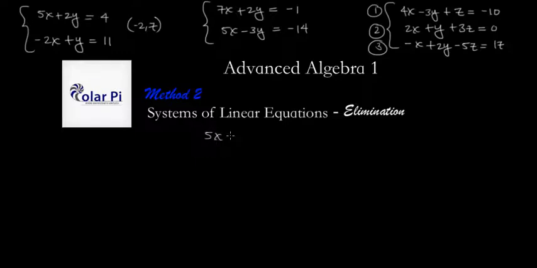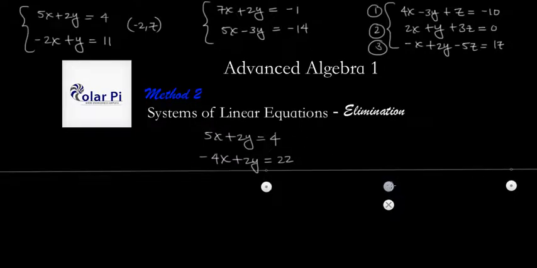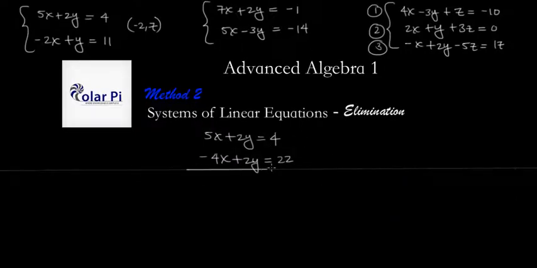So we'd write 5x plus 2y equals 4. And then the second equation, we're going to multiply by 2 on both sides. So 2 times -2x is going to make -4x. And then 2 times y is going to give us plus 2y right here. And on the right side, 2 times 11 is going to say 22.